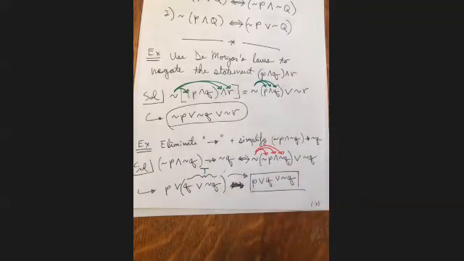So we have to be careful here, but we can leave it at this point. This is us eliminating the implication symbol and using De Morgan's laws to break up the parentheses. Okay.